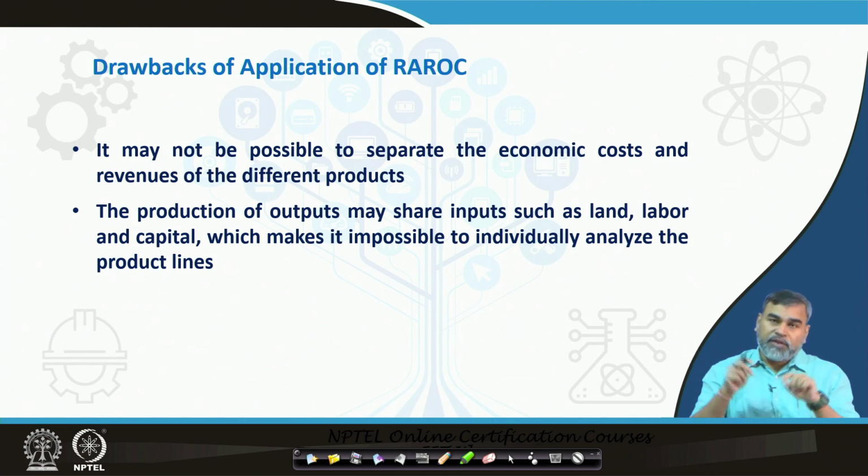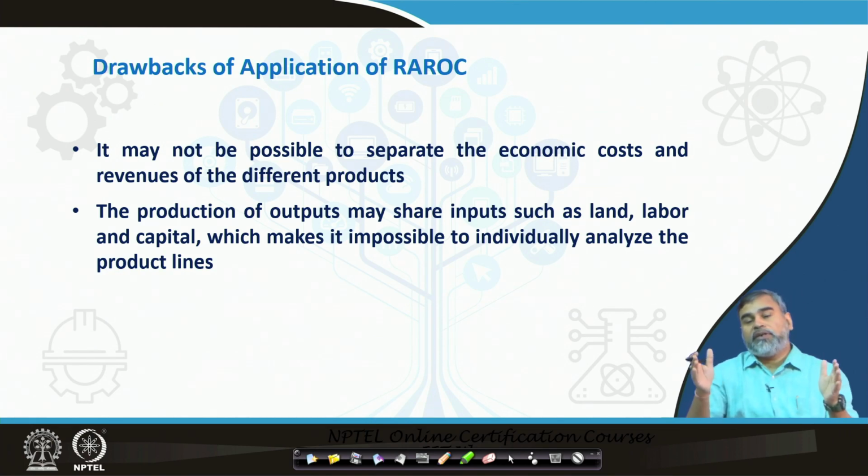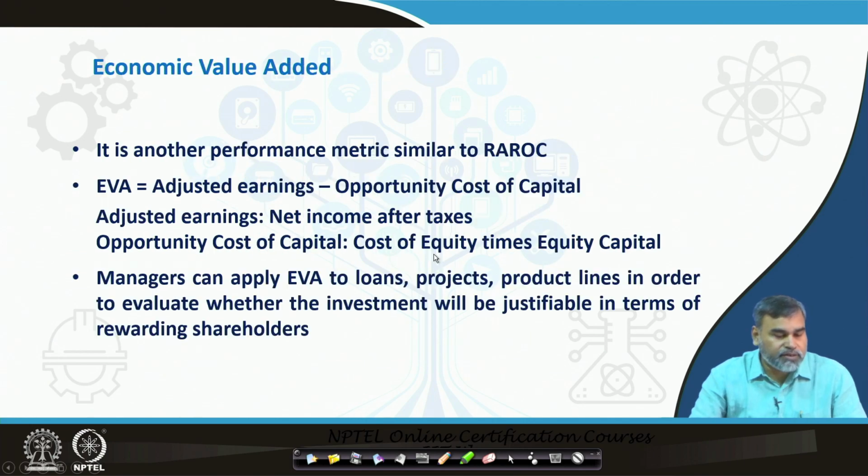If the same type of revenues, machines, or inputs are used to generate the revenue from the different lines of business, then segregation of the cost and revenue from the individual lines of business is relatively difficult for the commercial banks. So, that is the drawback for this particular analysis.